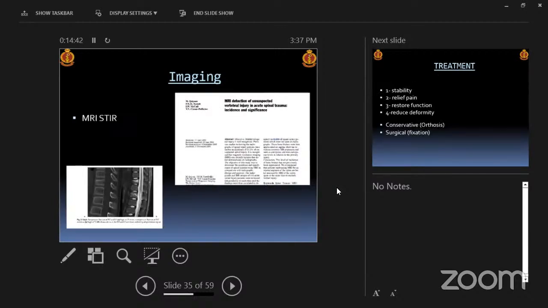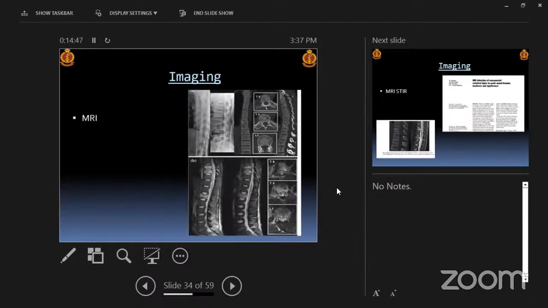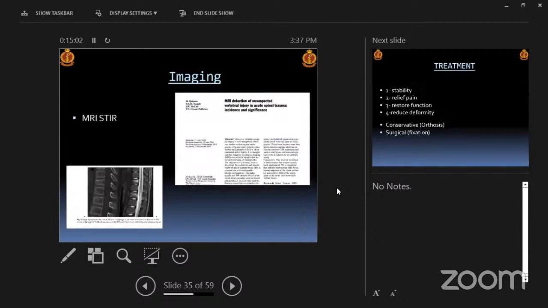In the literature they have found that the MRI could change the classification in almost 25% and change the treatment in 60% of the cases. So for thoracolumbar spine fracture, the MRI is mandatory. For cervical spine, you need just a CT scan. A few reviews say MRI is important just to pick up occult fractures, but they won't be huge.